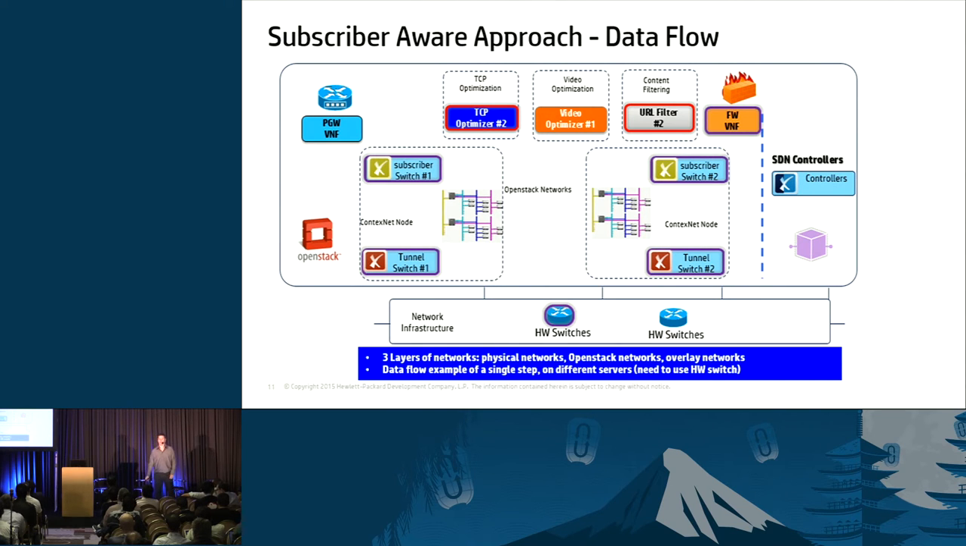OpenStack is not aware that we are running something special that forwards traffic. For OpenStack, we are just a set of VMs that it loads. We use Nova to load them, and Neutron to configure tunnels, a set of OpenStack tunnels between data centers, if we need to go between data centers. Like that, okay. So we started with the TCP optimization, the VNF.